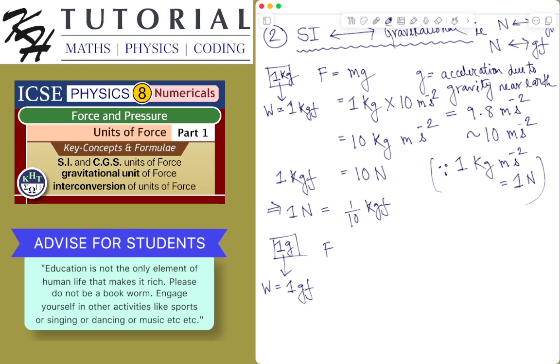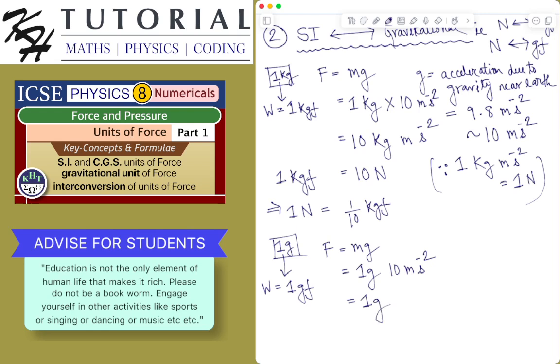Again, consider the formula for the gravitational force. F equals mg. g is a constant, and we will take it as 10 meter per second square. Now in F equals mg, if I put the mass as 1 gram, and since we know the value of g is 10 meter per second square, this is 1 gram, fine.